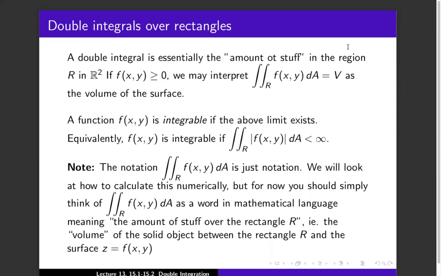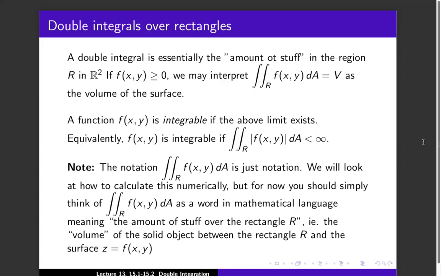Now, a function is integrable if this limit exists. Or to put this another way, your function is integrable if the double integral of the absolute value is finite, which is to say that for our purposes, the volume is finite. Something worth noting is that the double integral over R of f(x,y) dA is just notation. We're going to see how to actually calculate that to get a numerical answer, but all of that really means is the amount of stuff, or possibly the volume. And you allow the volume to be negative if this thing is dipping below the xy plane, but generally speaking, that's just volume. That's all that really means.